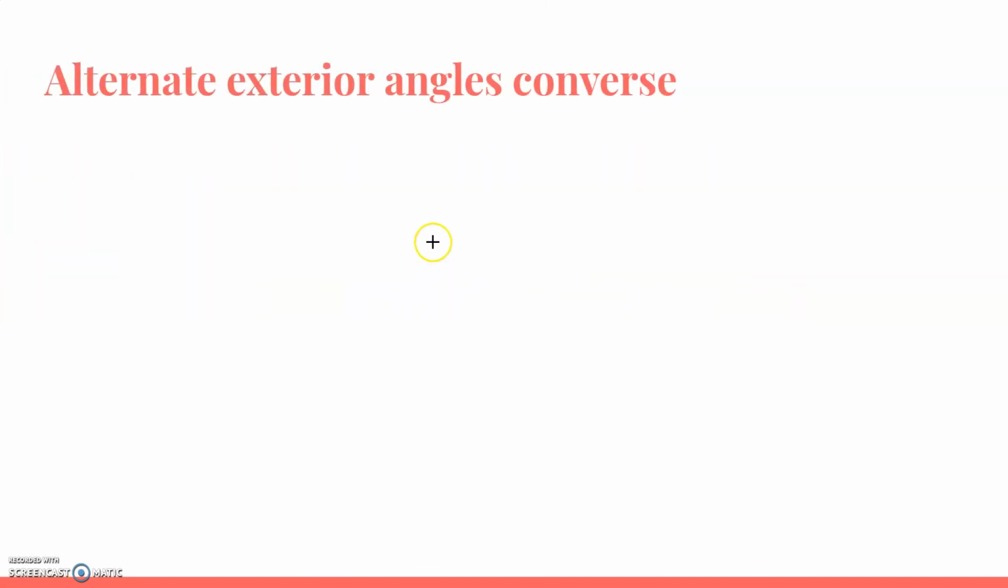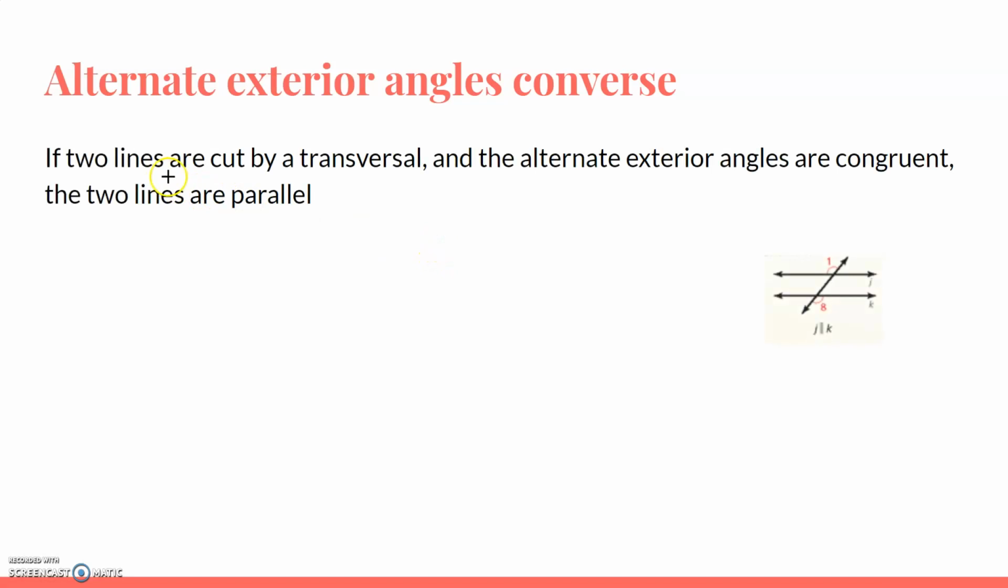The alternate exterior angles converse. If two lines are cut by a transversal and the alternate exterior angles are congruent, then the two lines are parallel. As you can see here, angle 1 and angle 8 are congruent because of the same line, then lines J and K are parallel.